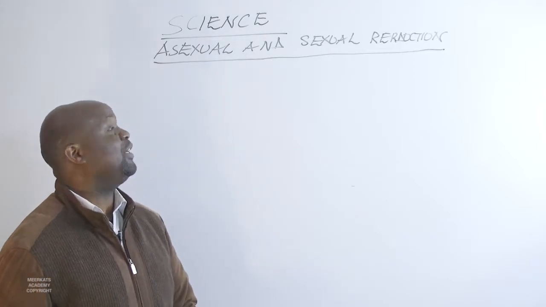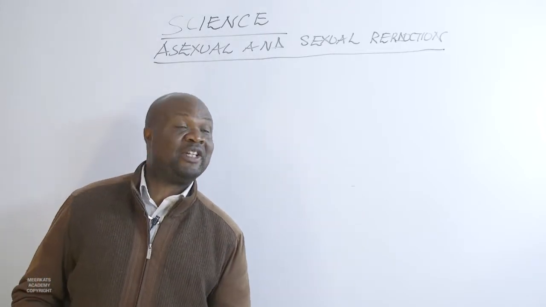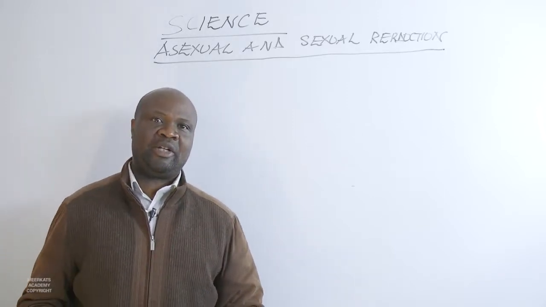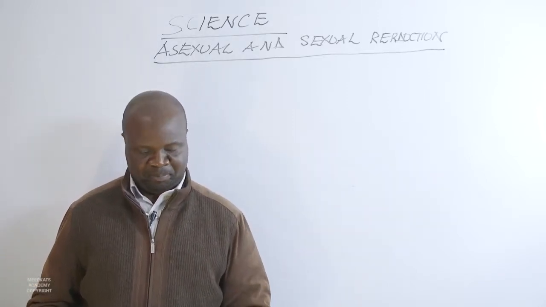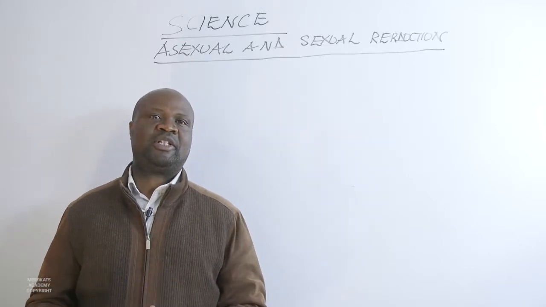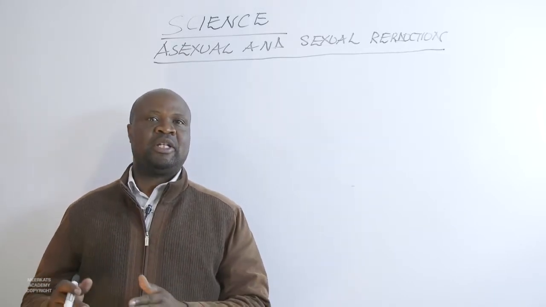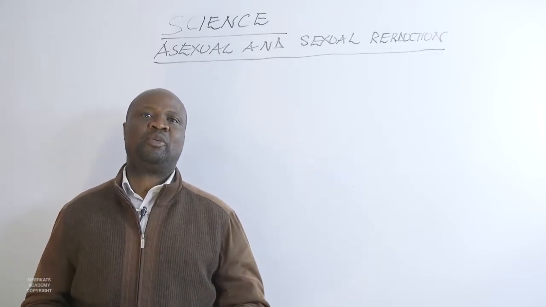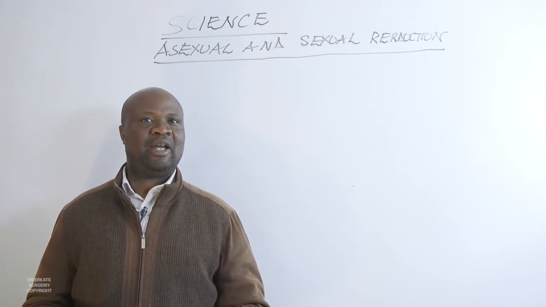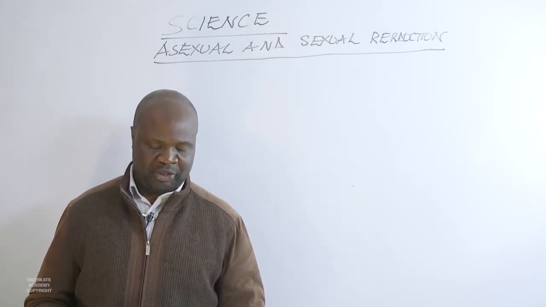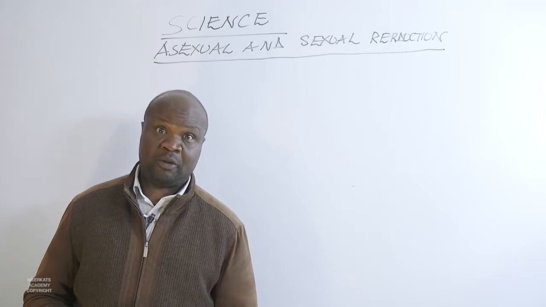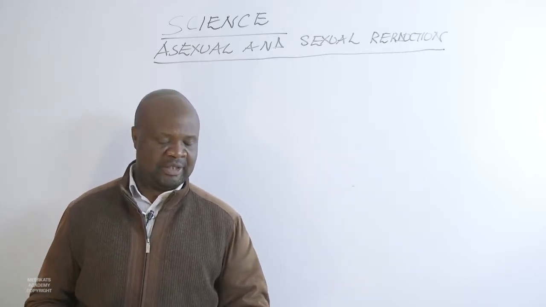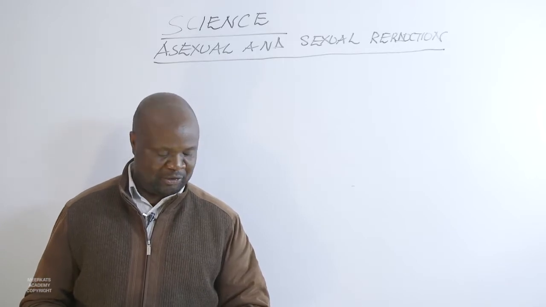Today in our science lesson, we shall learn about asexual and sexual reproduction. Of course, today we shall start with sexual reproduction first in plants, then we shall go also into asexual reproduction in plants. We know in our earlier lesson, we had slightly seen comparative anatomy.